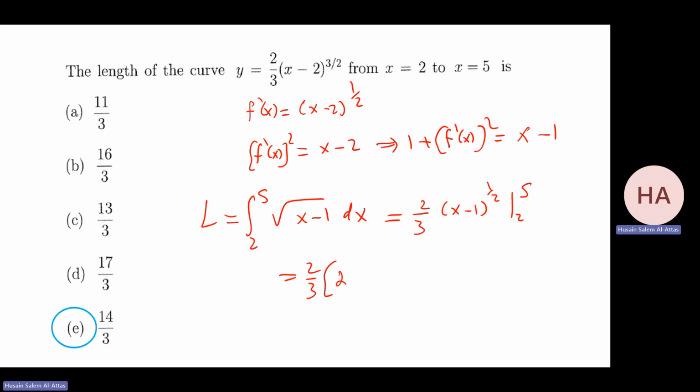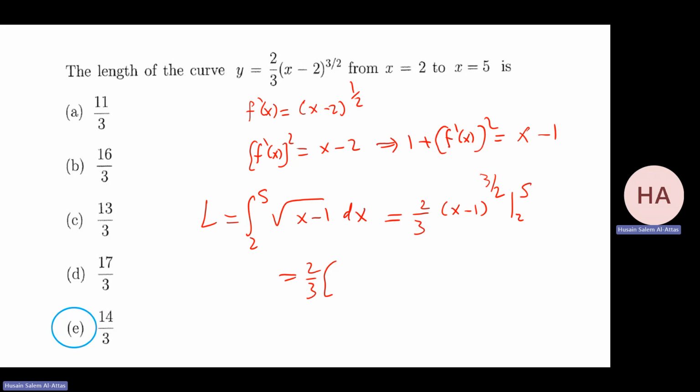It's x minus 2. Okay. That will be 2 over 3 over 2. x minus 2 to the power half. Square it, that will be x minus 2. Okay. You add 1 to this. 1 plus x minus 2, that will be x minus 1. I need the square root of this. No, this is 3 over 2. Sorry. This is 3 over 2.